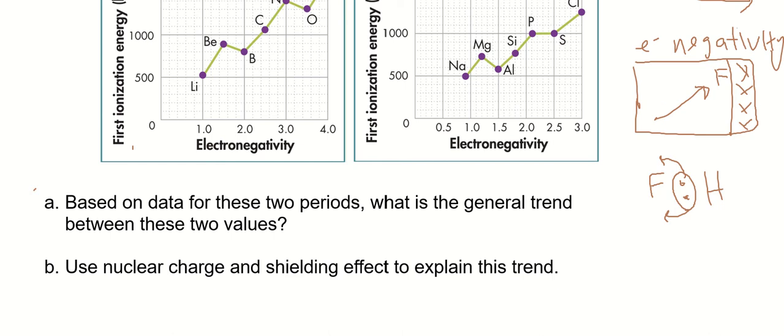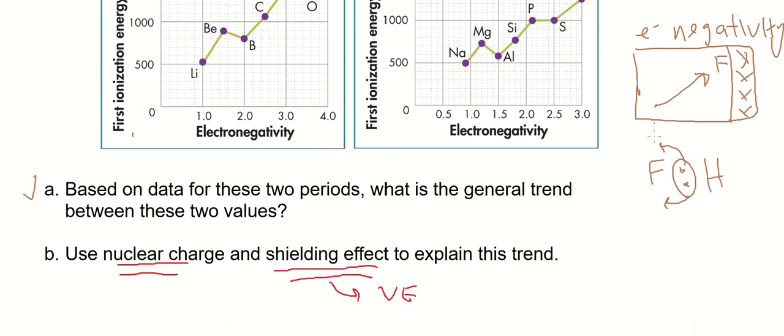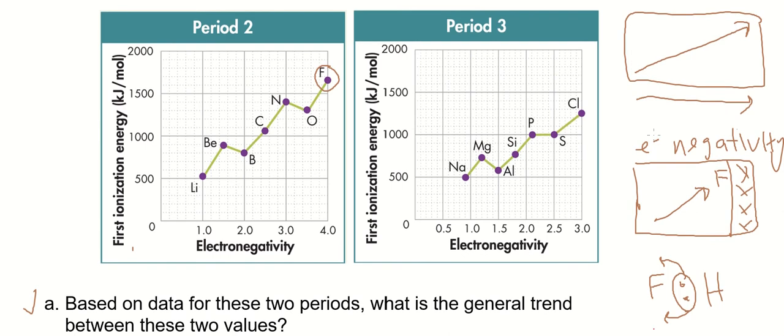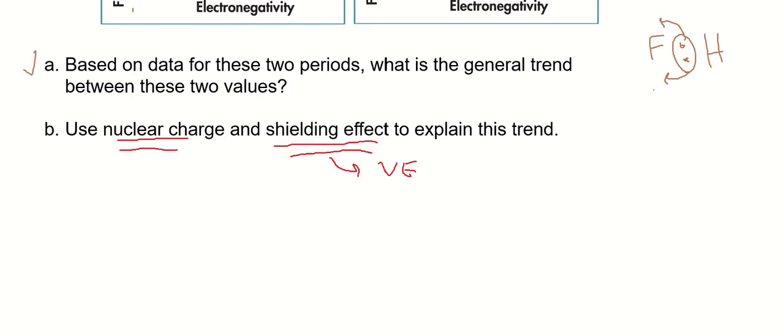We just answered part A. Now let's do part B, which is to use nuclear charge and the shielding effect to explain these trends. We use nuclear charge and the shielding effect to explain all our trends in this chapter, and more specifically, the shielding in terms of what the valence electrons are feeling. I've been doing examples using period 2 elements, so I'm going to do period 3 this time.